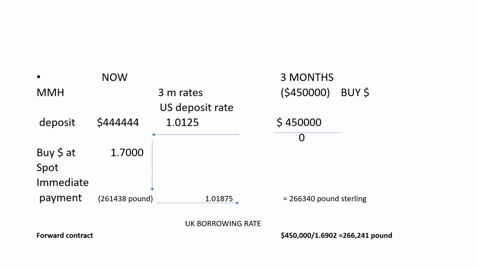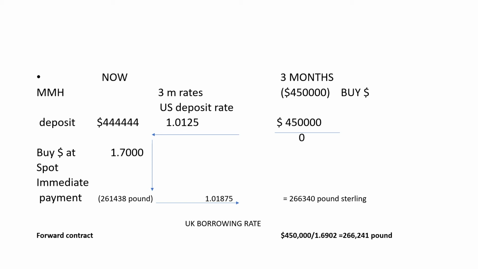Now this can be explained with the help of this example or this diagrammatical presentation of this question. So for example, money market hedge. First of all, we can see that the 3 month US deposit rate is equal to 1.0125. So when we deposit 4,44,444 with this deposit, we'll be in a position to generate 4,50,000 in the future. Then we have to see that at spot rate of 1.70, we will have to buy 2,61,438 pounds, and with the borrowing rate of 1.0185, we need 2,66,340 pounds sterling to settle the liability of 4,50,000.